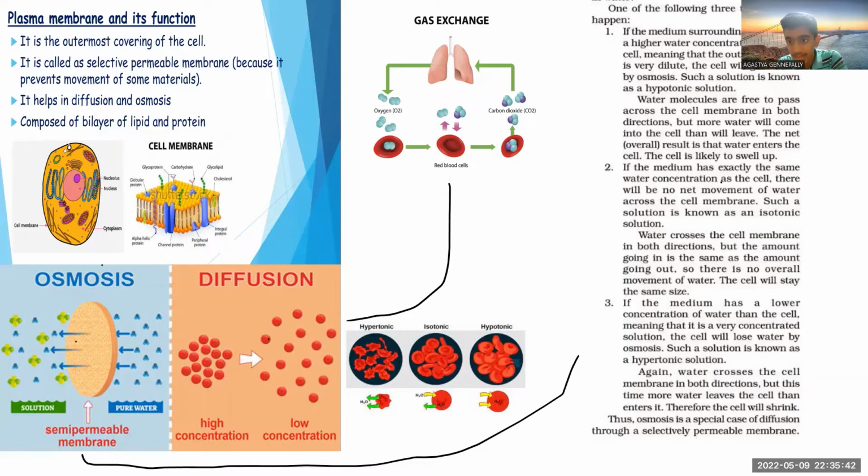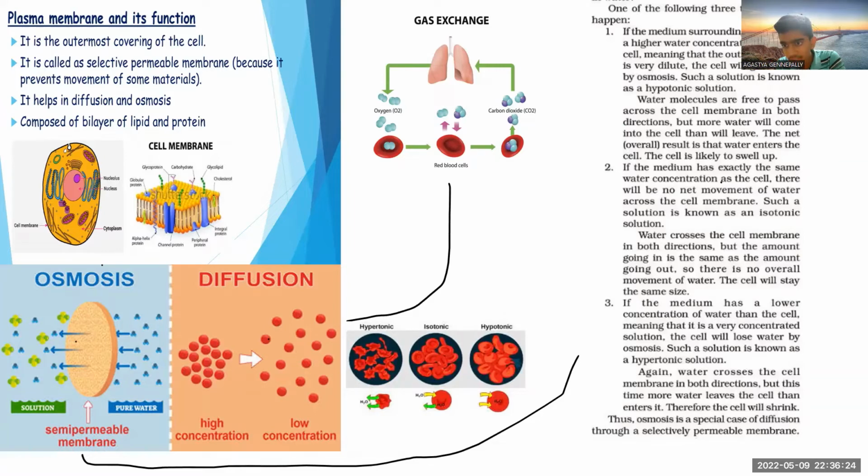Now, if the medium has exactly the same water concentration as the cell, meaning the concentration of water outside is the same as the concentration of water inside the cell, there would be no net force. The force over here is equal, the force over there is equal. It wouldn't enter, and it wouldn't give off. So in such a situation there is no loss of water and no gain of water. It wouldn't shrink, nor would it swell up, right? This solution is nothing but your isotonic solution. Clear? Now, let's move on.